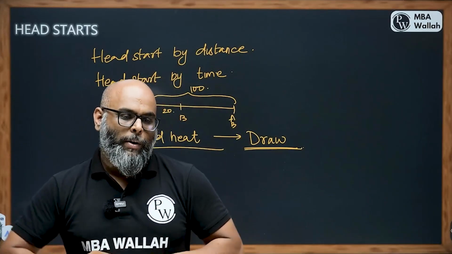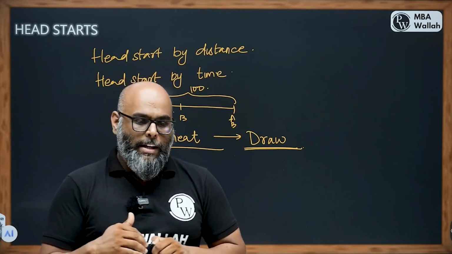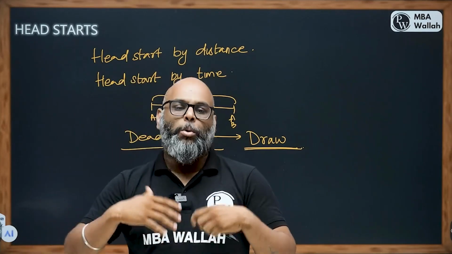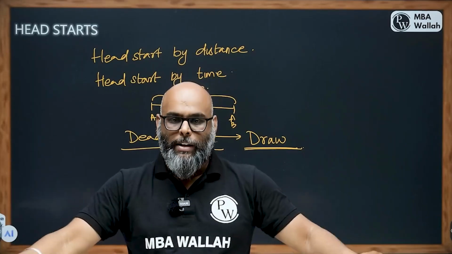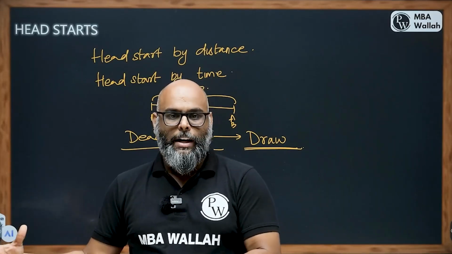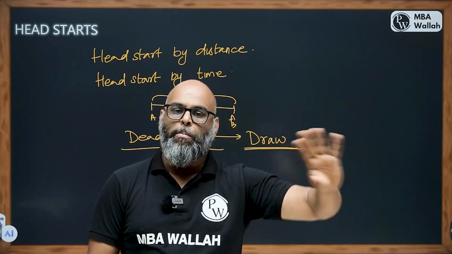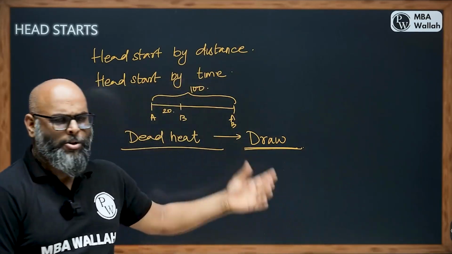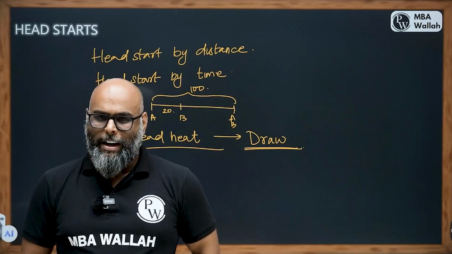You will hear the question say, when A gives B a head start of 20 meters, the race ends in a dead heat, which means that they both reach the finishing point at the same time. It doesn't matter where they started or when they started, but they finished the race at the same time, at the same point. That's what dead heat means. We'll apply these ideas extensively to get an understanding.